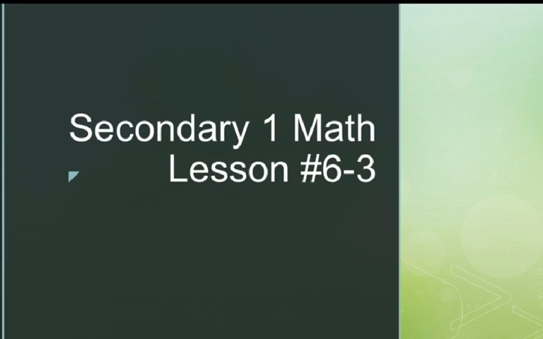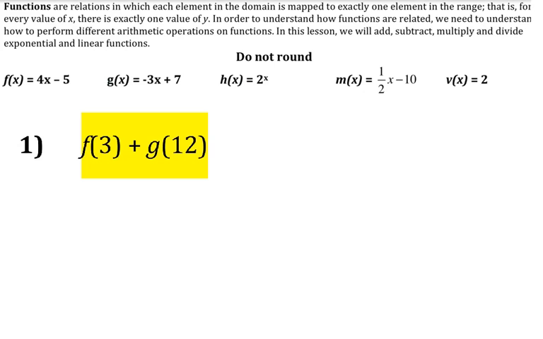This is the lesson for Secondary 1 Math, lesson number 6-3. In this lesson, we are going to put functions together. At the top of this page, it says that functions are relations where each element in the domain is mapped to exactly one element in the range. That is, for every value of x, there is exactly one value of y. So that's something we already know about functions.